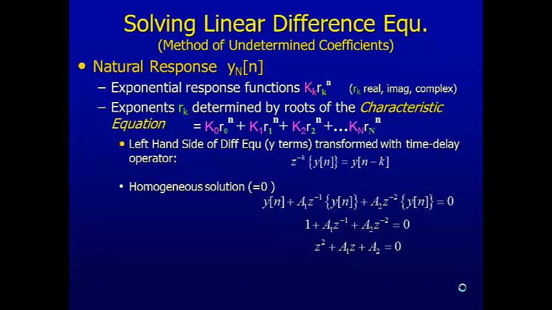We find the homogeneous solution by setting that equal to 0, and then maybe multiplying through by powers of z to make it easier. Factor that, and we get the roots of this. This is the characteristic equation of the difference equation. Factor it, those roots are the things that are going to tell us what kind of natural response shape we have.